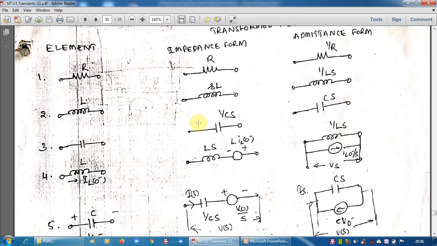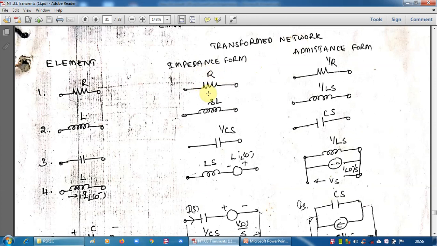In representing this, the table or the summary is useful. You see, R is the element that will be in transformed network becomes R only. R is R, no change. This is for impedance form. We use impedance form of representation for series circuits. And we use admittance form of representation for parallel circuits, pure parallel circuits. If you are solving a parallel circuit, then replace R by 1 by R for transformed network, like that.